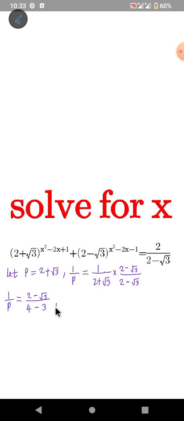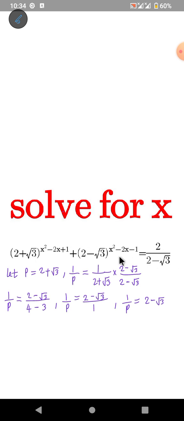Then we'll continue again. 1 over P is equal to 2 minus root 3 all over 4 minus 3, which gives 1. Then again we say 1 over P is equal to 2 minus root 3 divided by 1, which gives 2 minus root 3. So P is 2 plus root 3, while 1 over P is equal to 2 minus root 3.